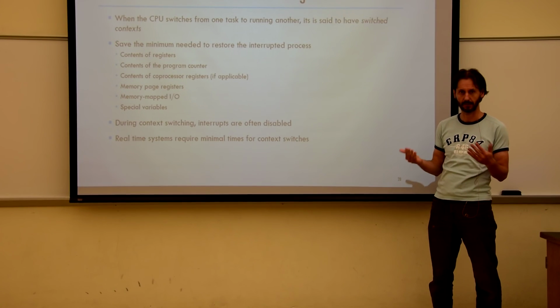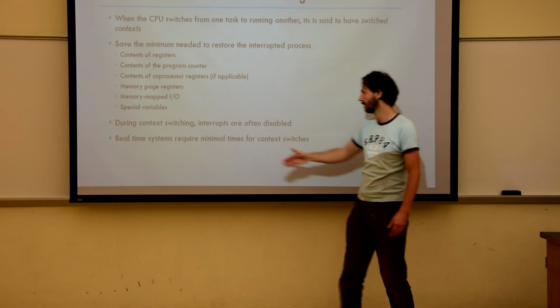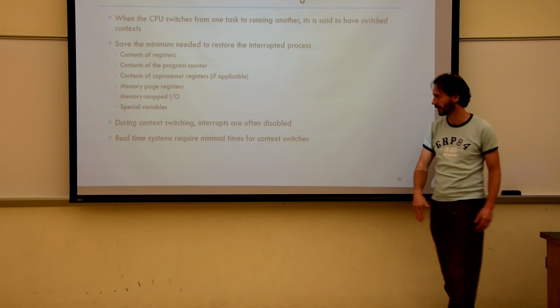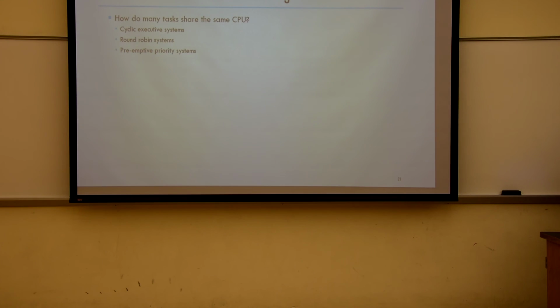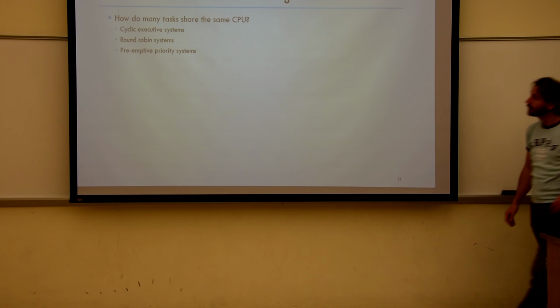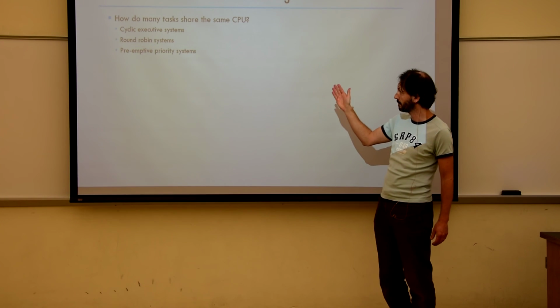That would be bad. So it should be well designed. Real-time systems require minimal times of context switches. So how do many tasks share the same CPU?